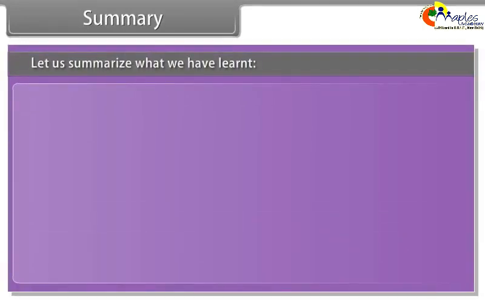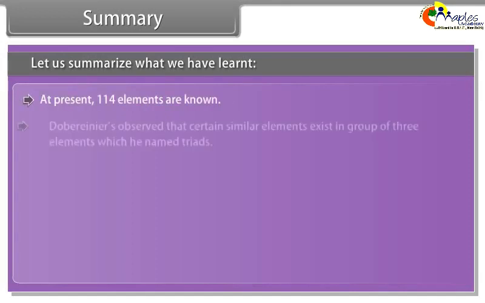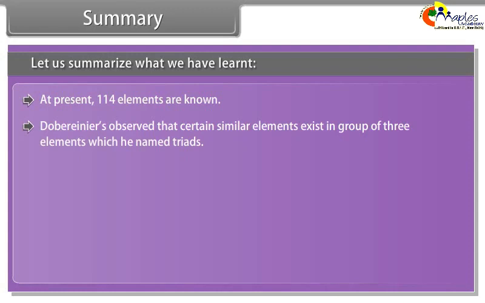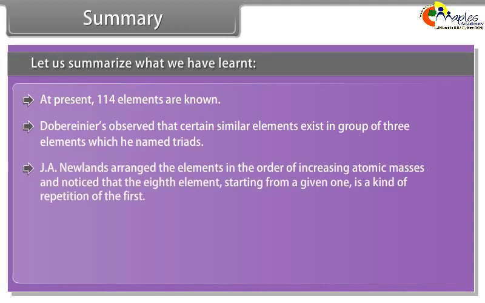Summary. Let us summarize what we have learnt. At present, 114 elements are known. Doebereiner observed that certain similar elements exist in groups of three elements, which he named triads. J. A. Newlands arranged the elements in the order of increasing atomic masses and noticed that the 8th element starting from a given one is a kind of repetition of the first.